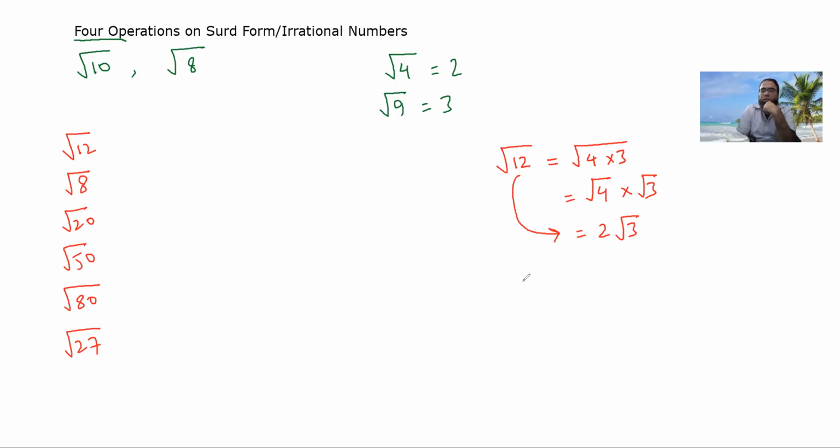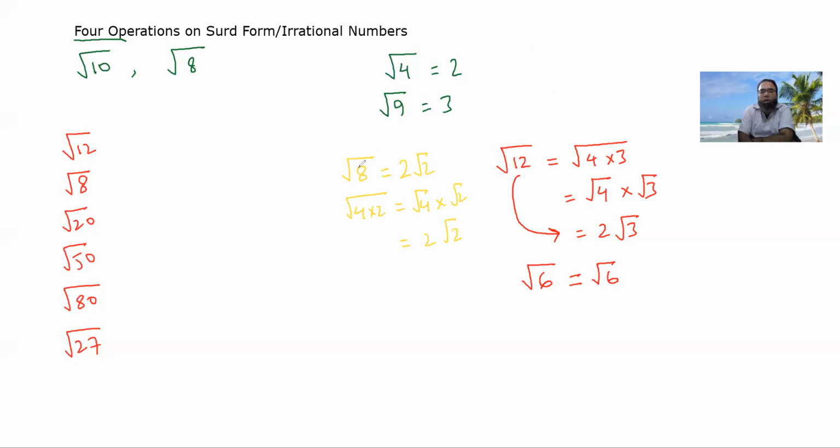If I ask you about under root 6, can I simplify it further? We cannot write a simpler form, because this 6 is not a multiple of a perfect square, so this remains under root 6. Now what about under root 8? You can write it as 2 under root 2, because under root 8 is under root 4 times under root 2, and that is going to be 2 under root 2.